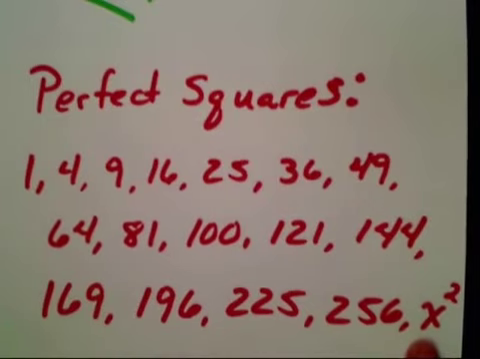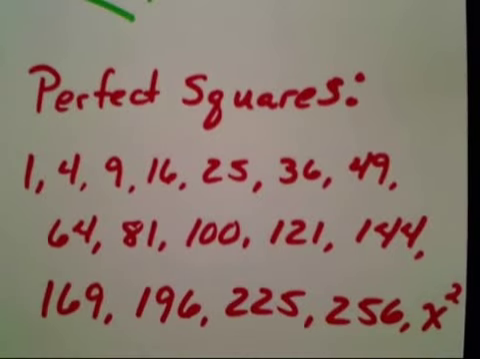And then we also need to remember that x squared here at the end is also a perfect square, because that's what the square means, it's x times itself. Any number times itself is a perfect square. That's why we call the little exponent of 2 a square. So let's look for the difference of perfect squares and see how that's going to factor.